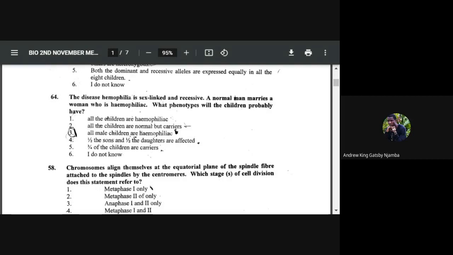I know these are normal, but they're what? They are carriers. We're just looking at a normal man and the carrier. Don't confuse. But before I get to that, anyone else?